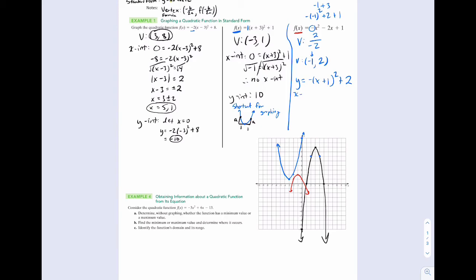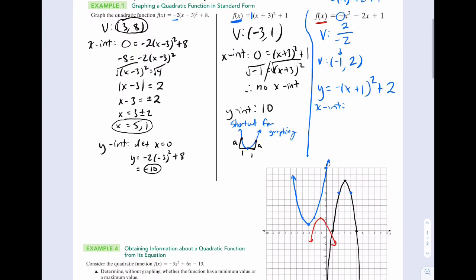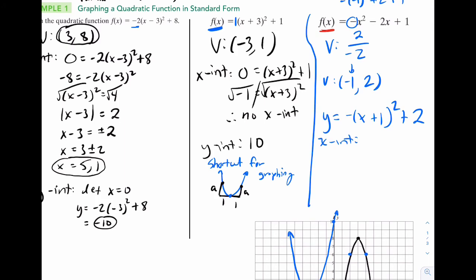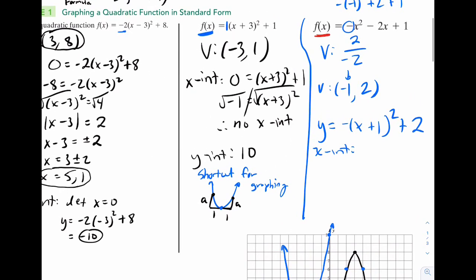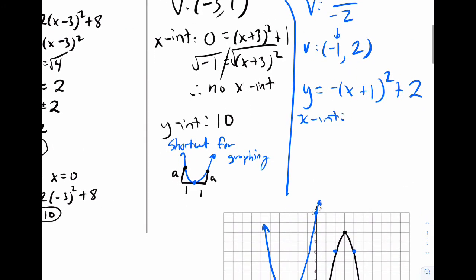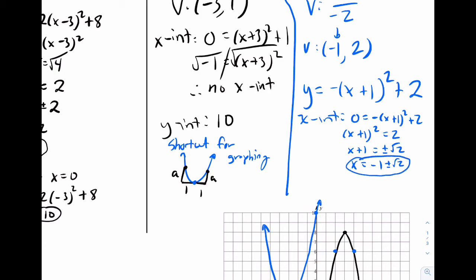For the x-intercept, you always want to calculate it from the vertex form. It's going to be much easier for you, because if we did it from this form, you'd have to do the quadratic formula, and you want to avoid that when you can. So notice how much easier it is from vertex form. I can write 0 equals negative (x plus 1) squared plus 2. So (x plus 1) squared must equal 2. Root that, absolute value, so x plus 1 must be plus or minus root 2. So there's our x-intercepts, negative 1 plus or minus root 2. That's why in our graph it's not very clean.